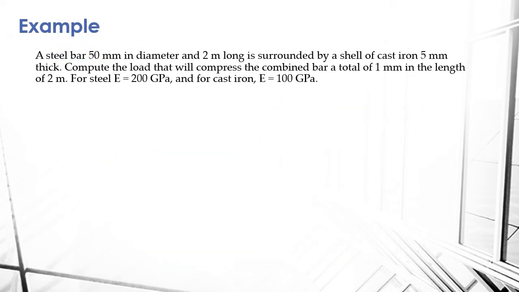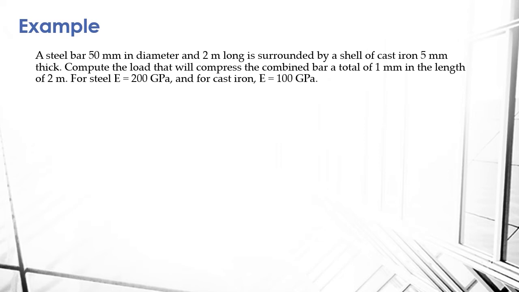A steel bar 50 mm in diameter and 2 meters long is surrounded by a shell of cast iron 5 mm thick. Compute the load that will compress the combined bar a total of 1 mm in the length of 2 meters. For steel, the modulus of elasticity is 200 gigapascal and for cast iron, the modulus of elasticity is 100 gigapascal. So, what do we do first?